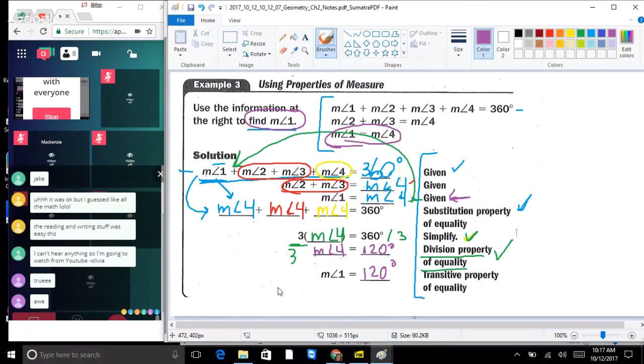So this is the one that says basically the measure of angle 1 equals the measure of angle 4, and the measure of angle 4 equals 120 degrees. So therefore, the measure of angle 1 is 120 degrees because these two equal each other.